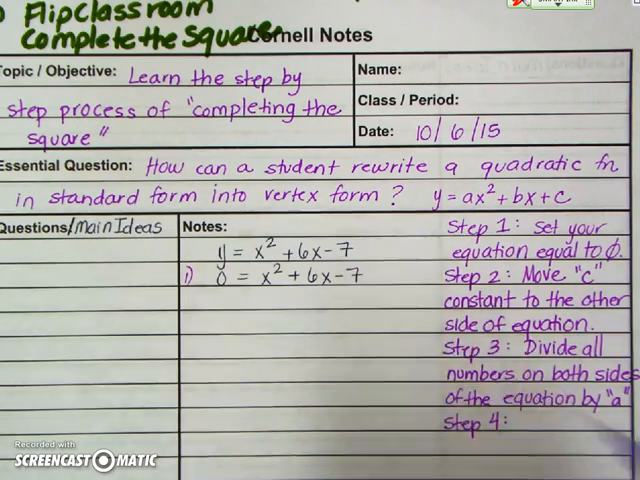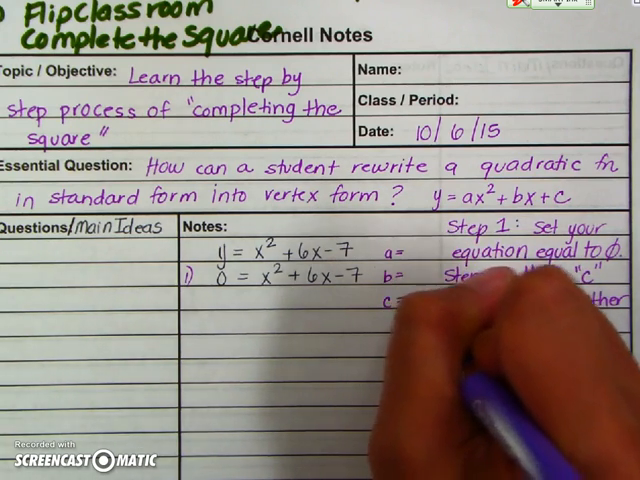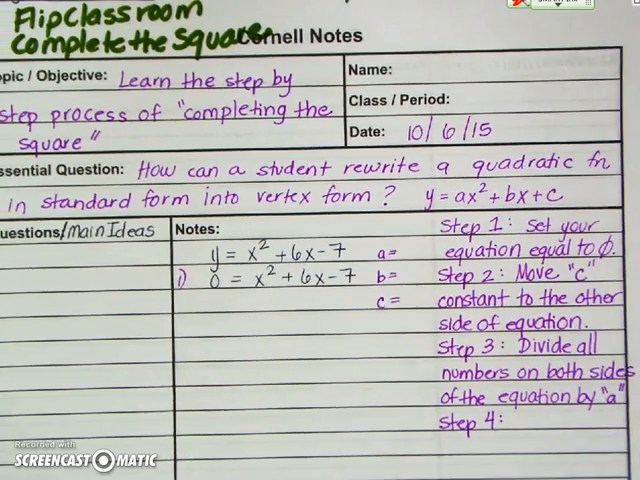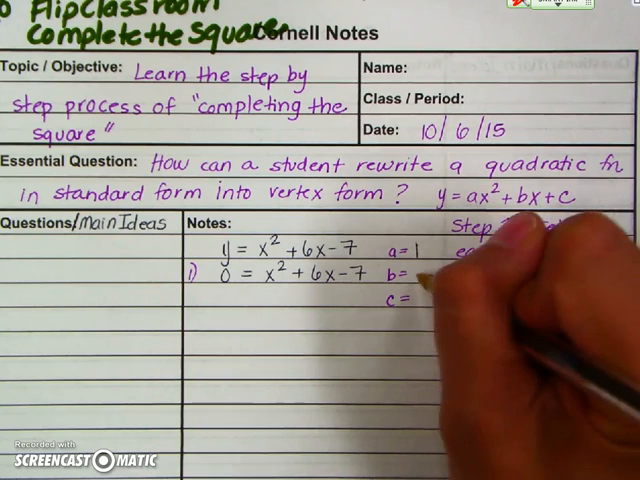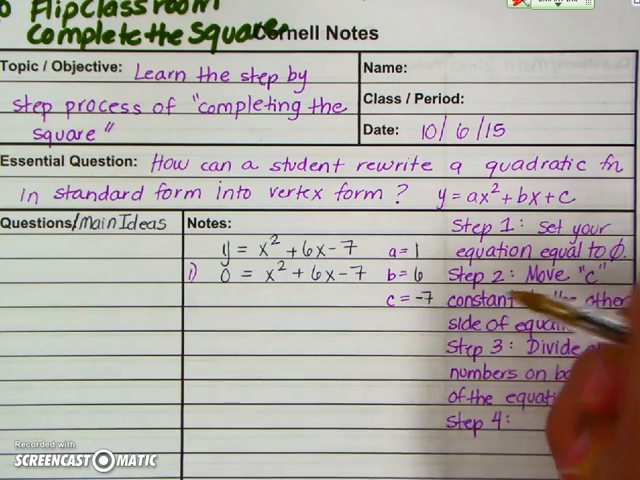And then you move 7. We're going to move c, the constant, to the other side of the equation. Before we do that, I want you to go ahead and write down what a, b, and c are equal to, so that there's no confusion about what the letters a and b stand for. A in this case is what? 1. B is 6. And c is -7. You guys see that?